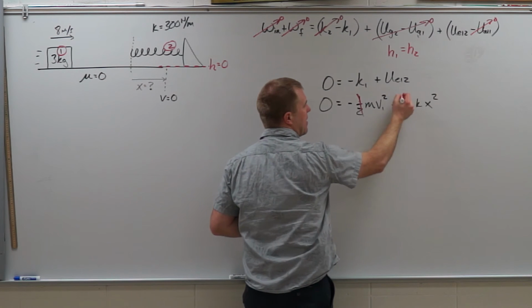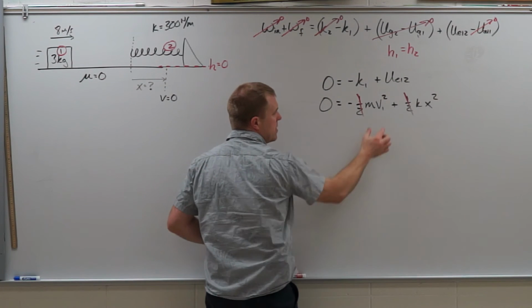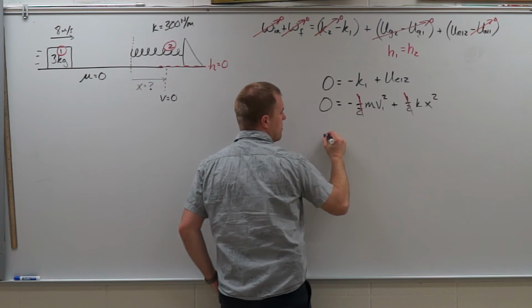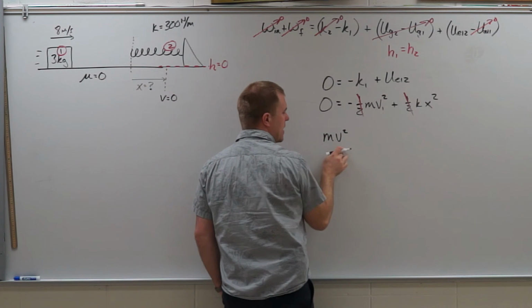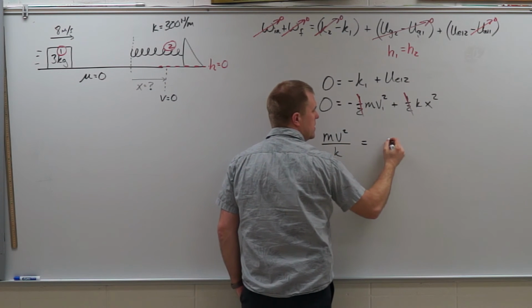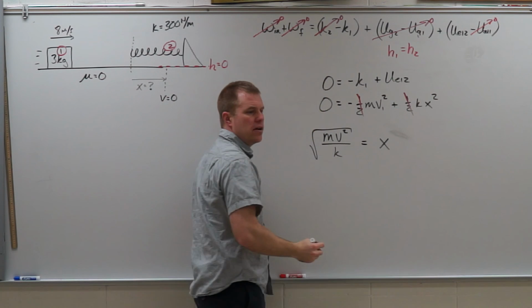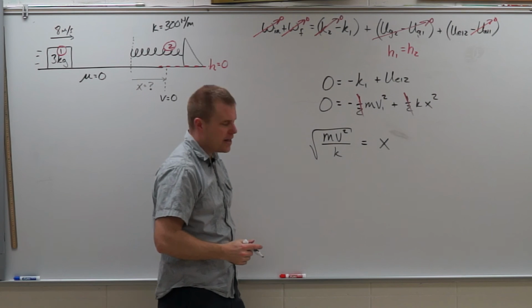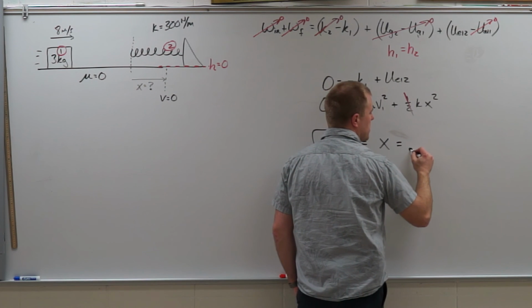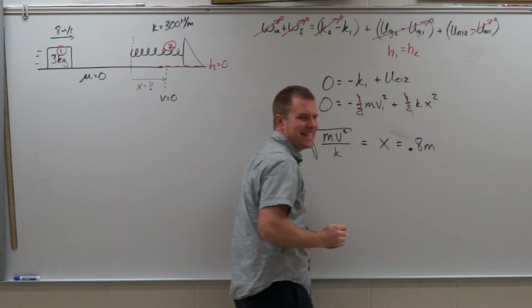So I get rid of my 1/2s because they're common. Move the m v squared over to the other side. So I have m v squared. Divide the k over. To get x squared, I'm going to take the square root of both sides to get rid of that square. Plug that into my calculator, and I will figure out that it will be compressed 0.8 meters.